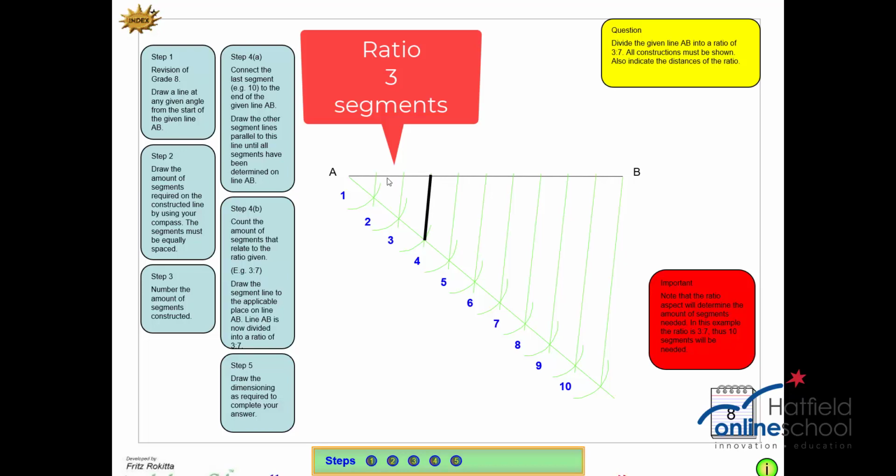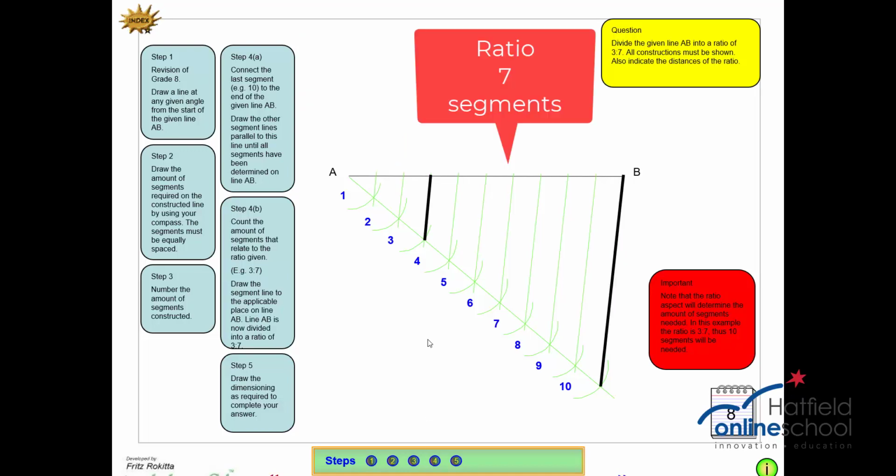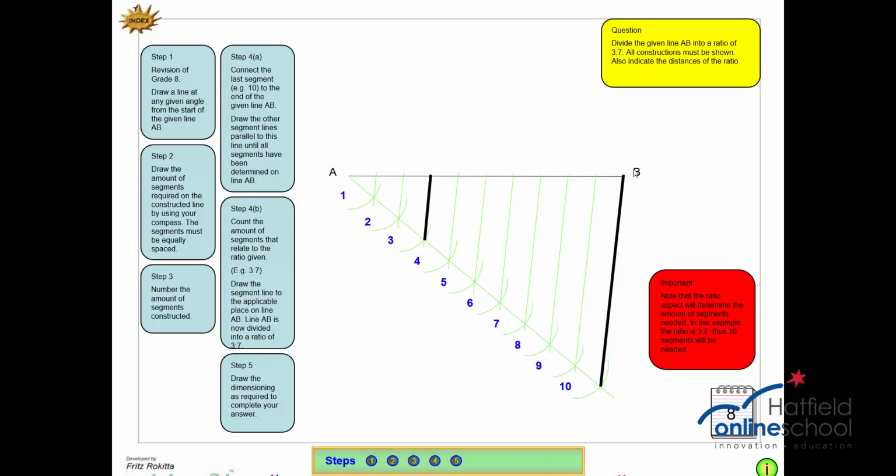And that will give us the first 3 segments, which is the 3 ratio that we are requiring. And then we will draw in for the next 7 segments, 1, 2, 3, 4, 5, 6, 7, which will be from 10 to B, the last 7 segments of the 3:7 ratio, and then you have done the constructions.